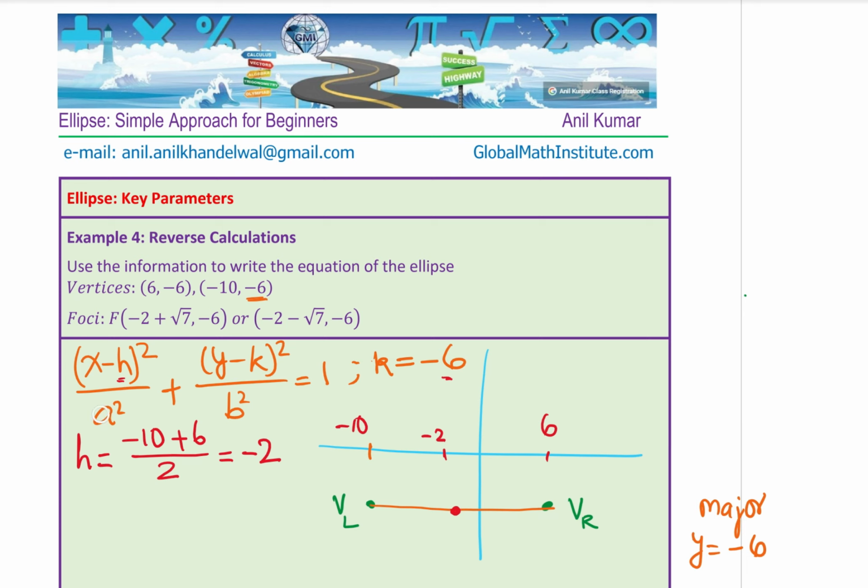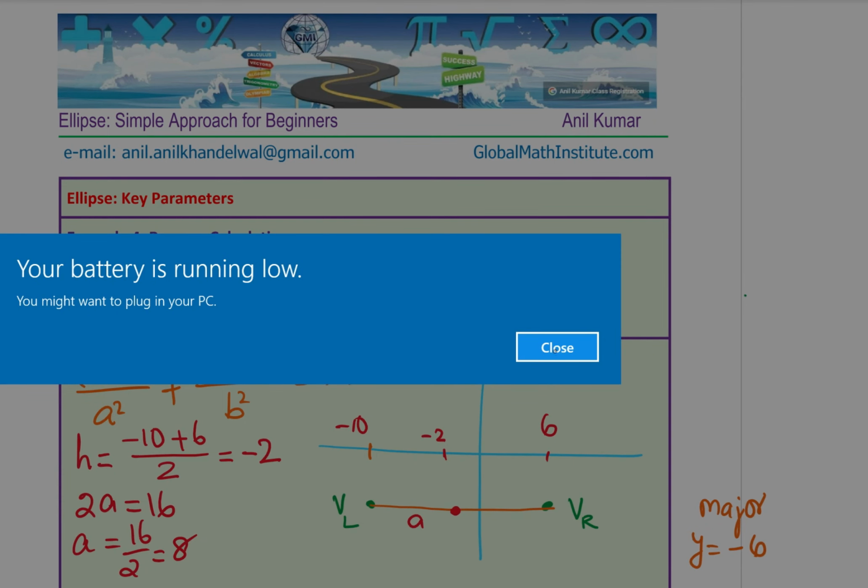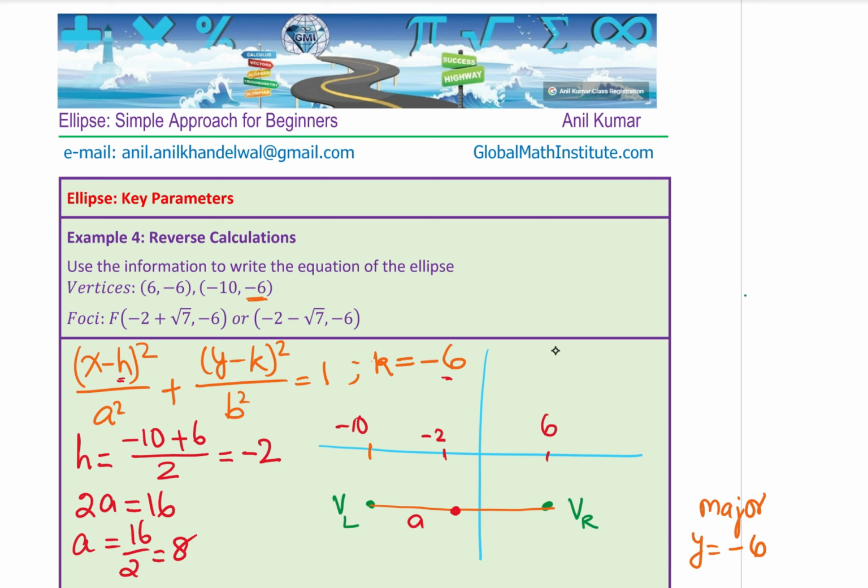Now, how do we find the denominators a square and b square? Well, the value of a is half the length. So the total length is how much? Well, we found that this distance is 16. So half the length, we know 2a is 16. So the value of a is 16 by 2, which is 8. Correct? So the value of a is 8.